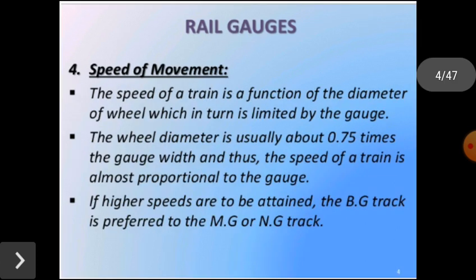Another one is speed of movement. The speed of movement will increase with the gauge width. So a broad gauge has high speed when compared with the narrow gauge or a standard gauge.